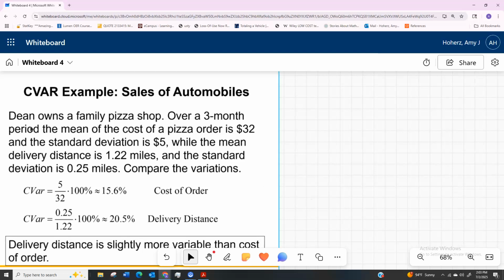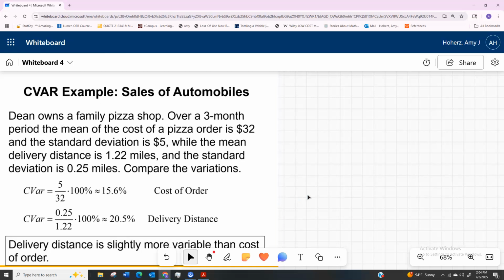So let's say Dean owns a family pizza shop, okay? Over a 3-month period, he found the mean cost of a pizza order was $32 with a standard deviation of $5. So took all that data, computed it, and found that the mean cost is $32, the standard deviation is 5. We don't know if he did the entire population or if he did that using a sample. It doesn't really matter. We have the data. That's all we need. While the mean delivery distance is 1.22 miles with a standard deviation of 0.25 miles. So how do we tell if the pizza order cost varies more or less than the miles driven? It's very hard to compare because one's measured in dollars and one's measured in miles. But we can do that using CVAR.